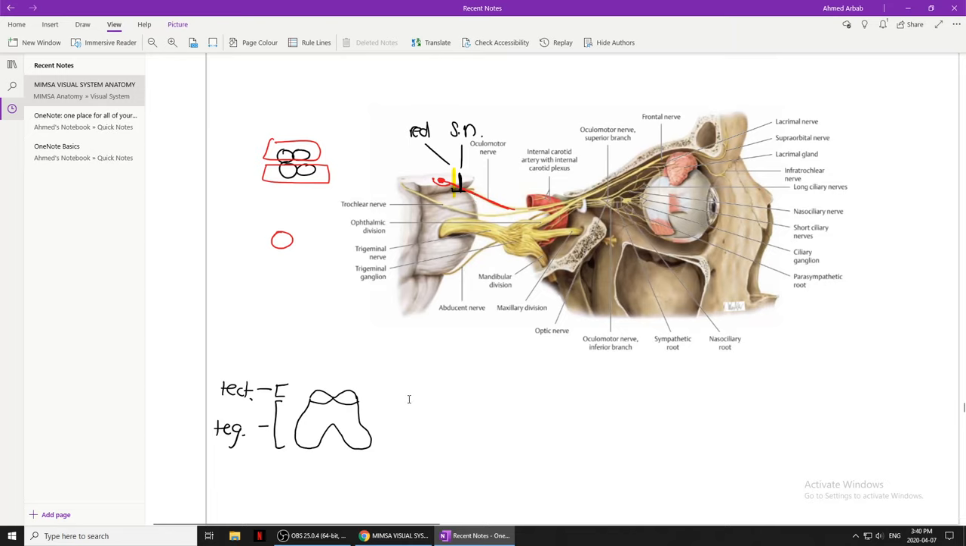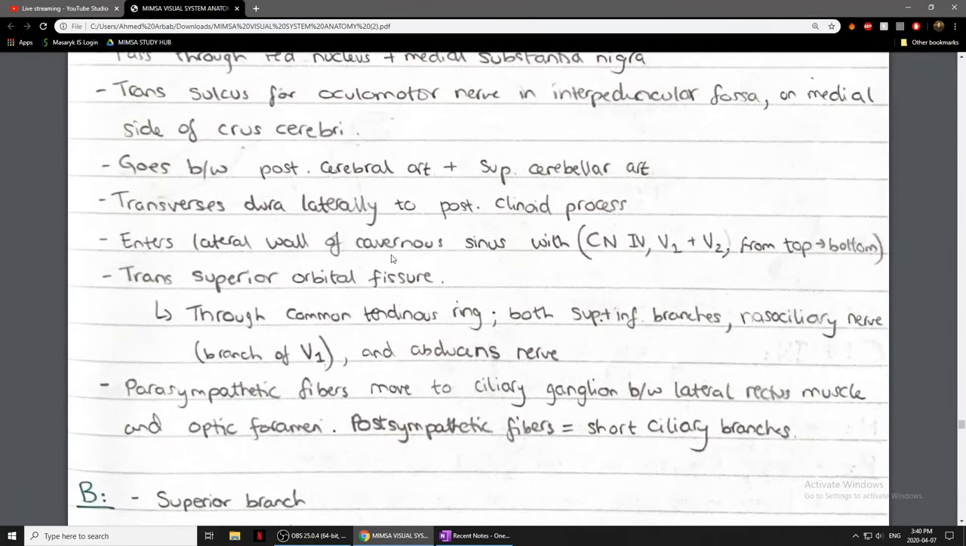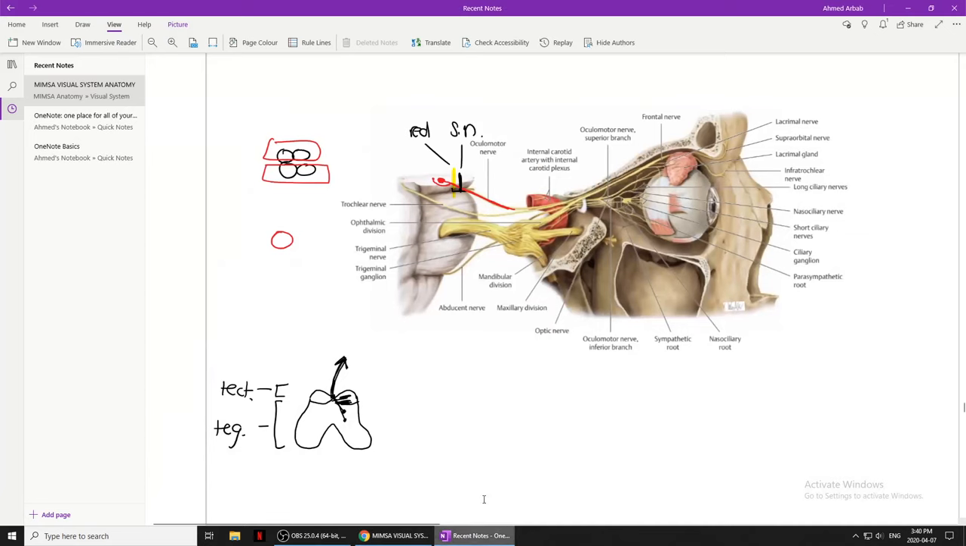If you looked at it from the front, it would look like this. So it goes from these two nuclei, between the red nucleus and the substantia nigra, and it goes outwards. The fibers go outwards in between the interpeduncular fossa, and exit straight ahead, and it becomes the oculomotor nerve. It goes between the posterior cerebral and superior cerebral arteries. Let's just imagine that going transversely are these two arteries, the superior cerebral up here and the posterior cerebral down here. They move into the page, and as they're moving into the page, the oculomotor nerve is going between them and outwards.